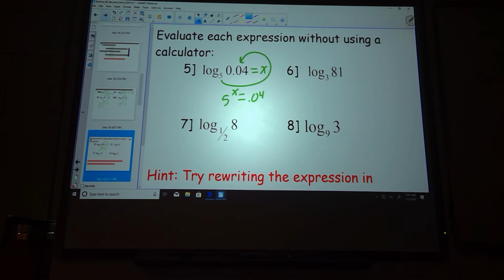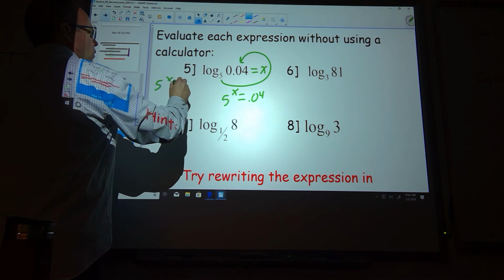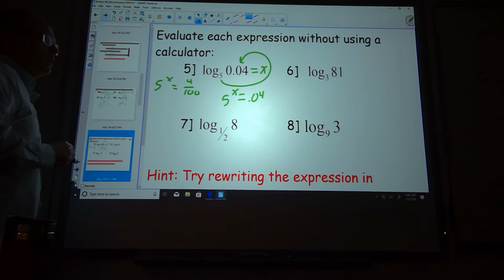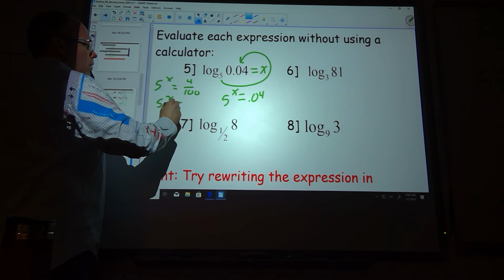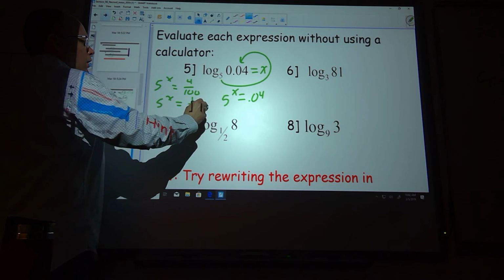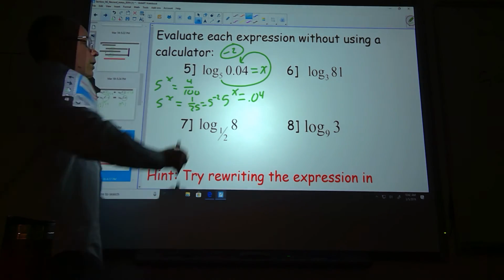Still need a calculator. All right, so things I would know about this problem. I know that my exponent is going to be a negative number. Why? Because 0.04 is 4 hundredths, decreasing. So let's modify this a little bit. 0.04 is 4 over 100, and I can reduce 4 over 100 to 1 over 25. So 25 is 5 squared, so I can get 5 to the negative 2. So I get negative 2 for an answer.